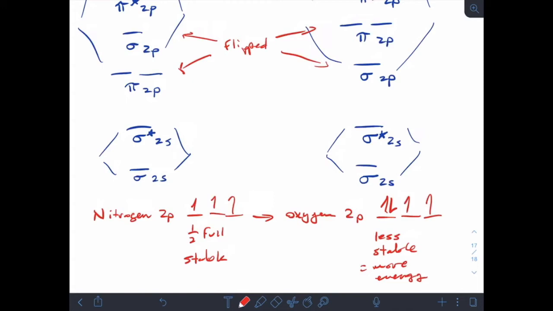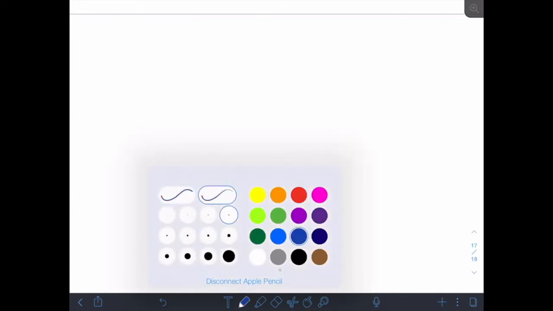Okay, so let's do one more MO diagram before we call it a night. All right, let's do an MO diagram for something that's not homonuclear. Right, let's do a heteronuclear MO diagram. Let's do a diagram for NO. Okay, so I'm going to put my nitrogen on one side and my oxygen on the other, and I'm going to do my MO diagram to accommodate the oxygen, right? Because I just told you that they flip when you get high enough, right?